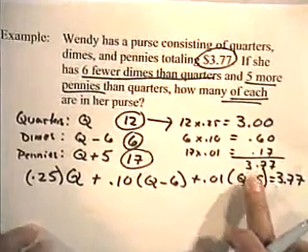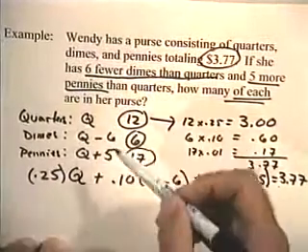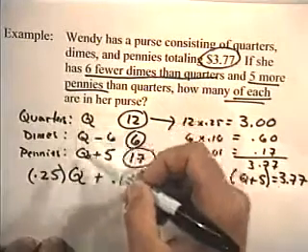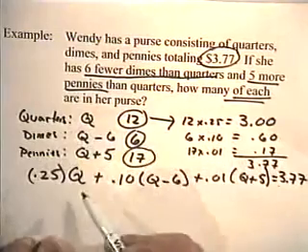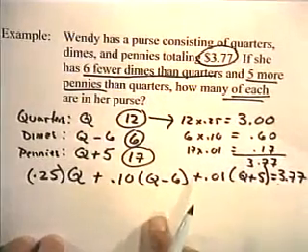So that's how we attack monetary word problems. Try to get a variable that describes each component and then assign value to your variables. And then you get a fairly easy linear equation involving decimals.